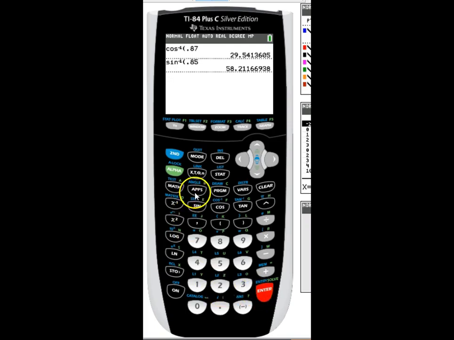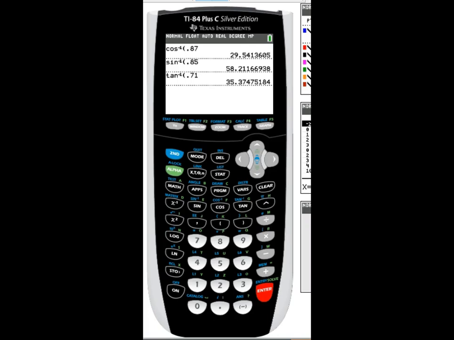Our third one is tangent. We go second, tangent, push 0.71, and click enter again. The measure of this angle is 35.4 degrees. Now you need to do the next three and then come back to check your answers. Put it on pause, and come back and check when you're done.